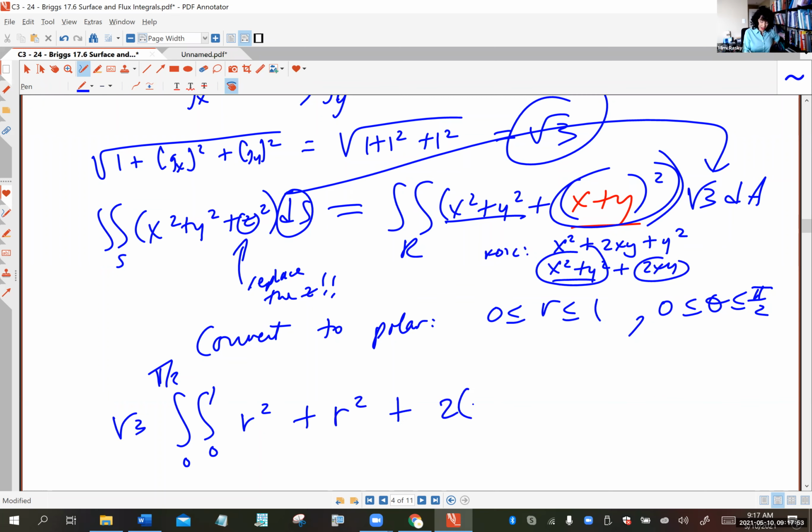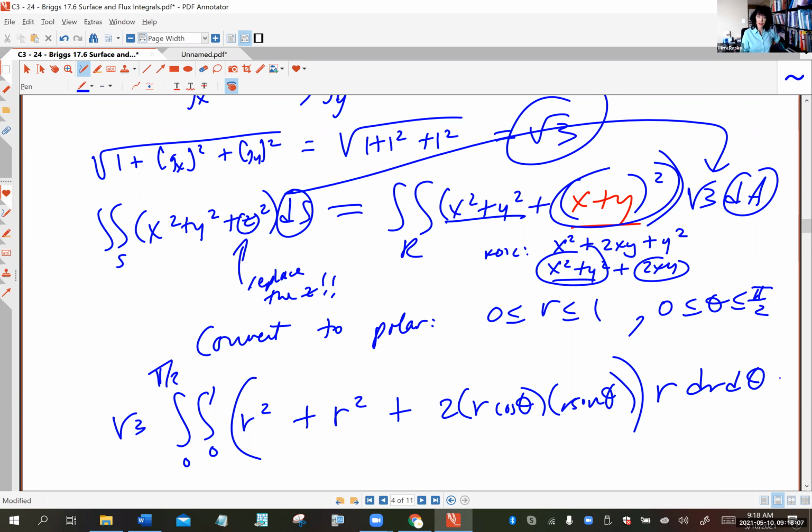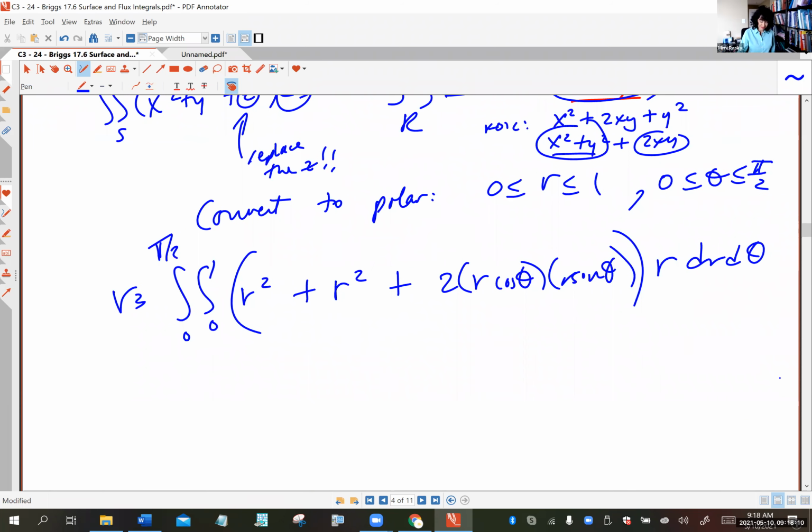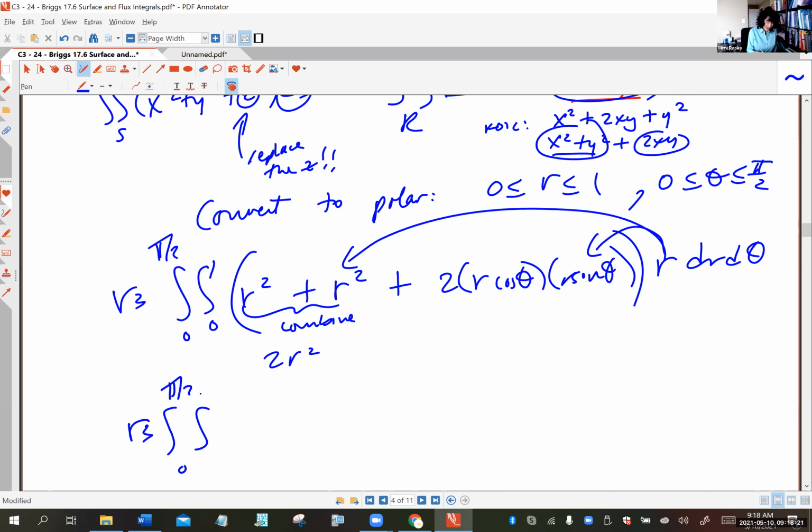Now, the 2xy is not so pretty. You're going to have to replace x with the conversion formula r cos theta and y with r sine theta. And then, of course, be a pirate. Your area element for polar is r dr d theta. And you can combine these powers of r, so I get 2r squared. And then you want to distribute this r so that you have everything in place. So you're going to have what? 2r cubed plus 2r cubed cos theta sine theta, like this.